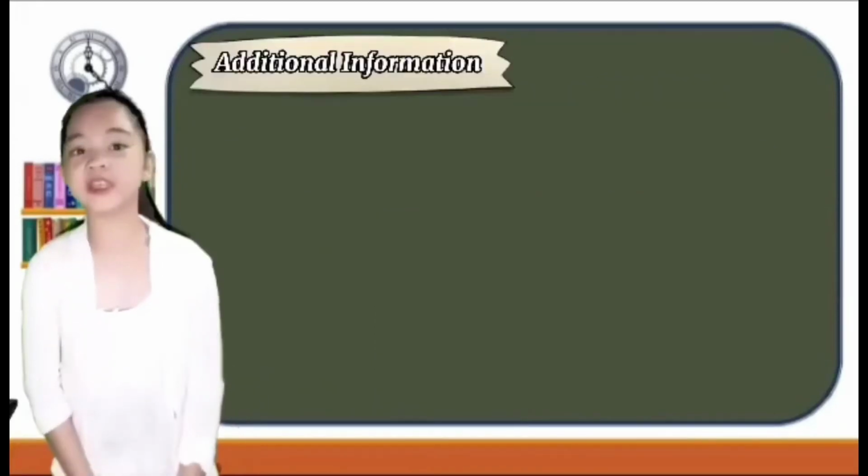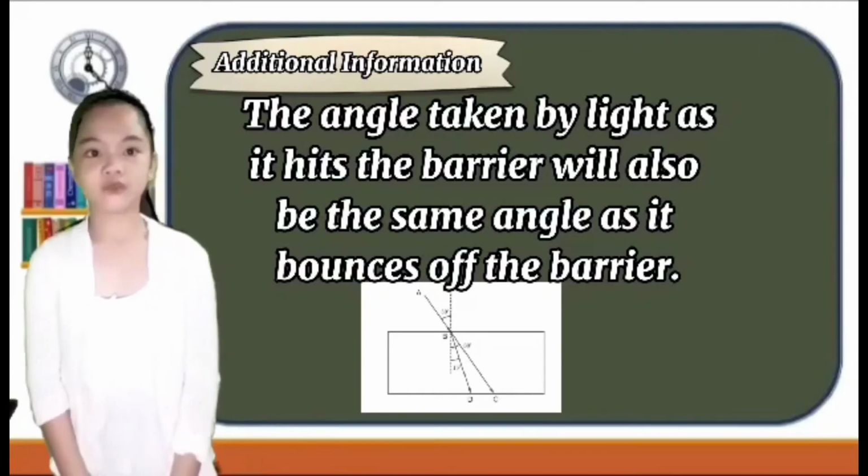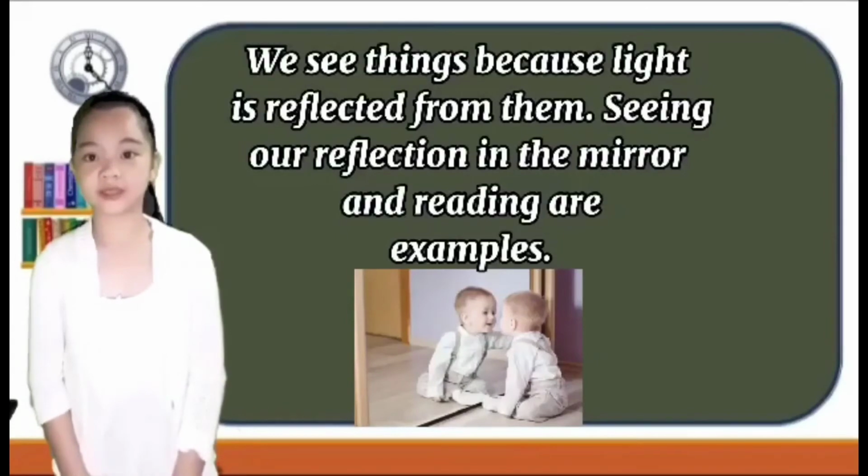Additional information: the angle taken by light as it hits the barrier will also be the same angle as it bounces off the barrier. We see things because light is reflected from them. Seeing our reflection in the mirror and reading are examples.